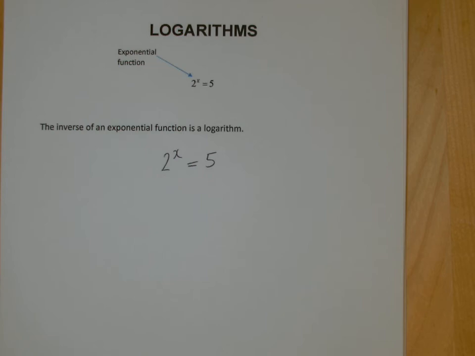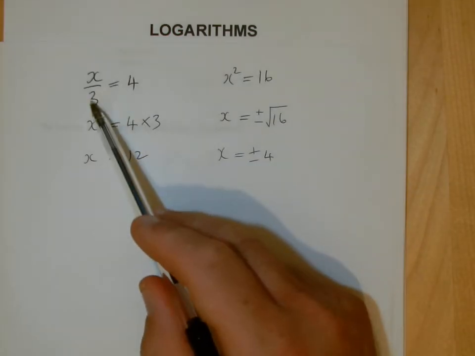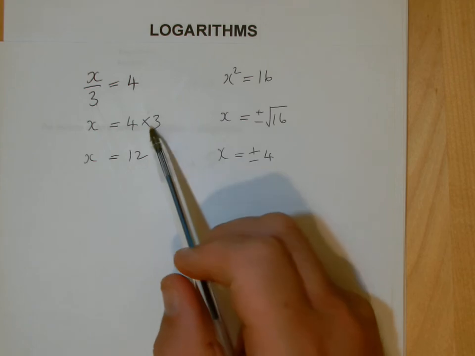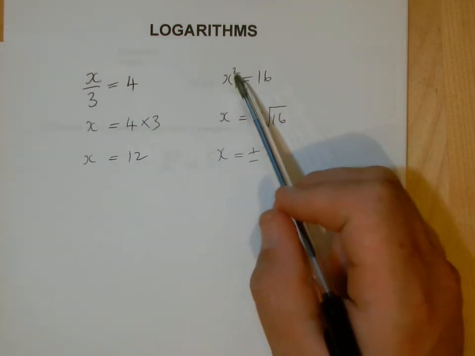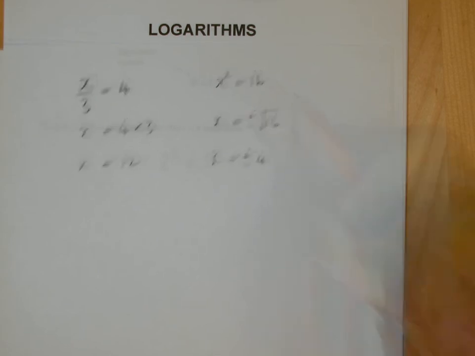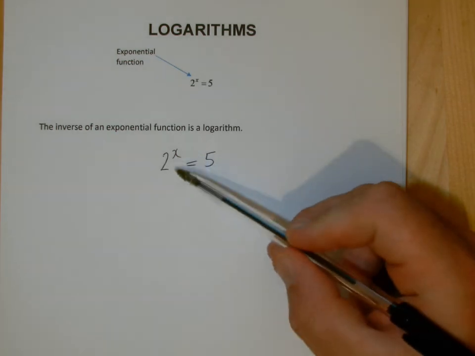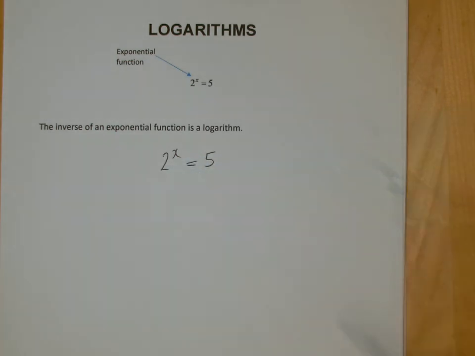Just like in these cases here, when you had division and you took that over, you knew that you had to multiply. And it's the same here. When you had a square and you took it over, you knew you had to square root. And it's the same here. When you want the power, you take the 2 over and it creates a logarithm.